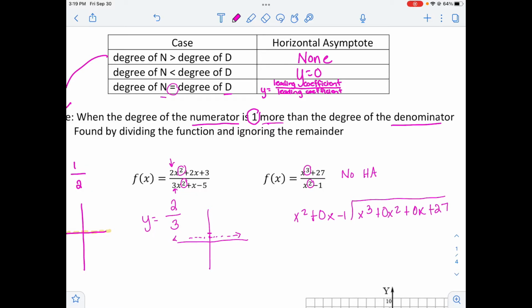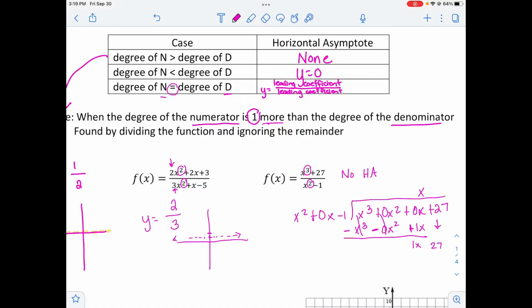Then we're going to follow our process. So I think, x squared times what gets me x to the third, or x to the third divided by x squared is just x. Then I'm going to multiply. I get x to the third, 0x squared, and a negative 1x. I then have to subtract. So I'm going to change my sign. Subtract. Doesn't really matter about this one. We'll do it either way, and then change. So this would cancel out, and then I would have here a 1x, and then bring down my 27.